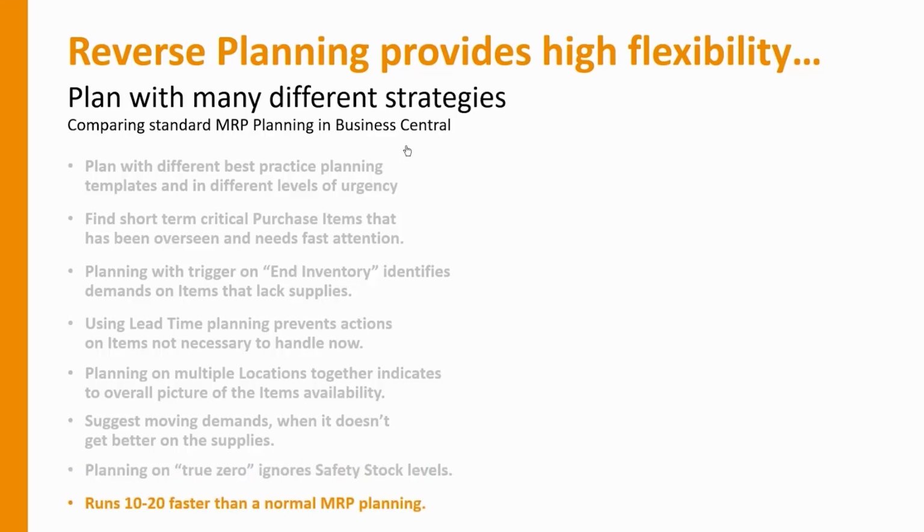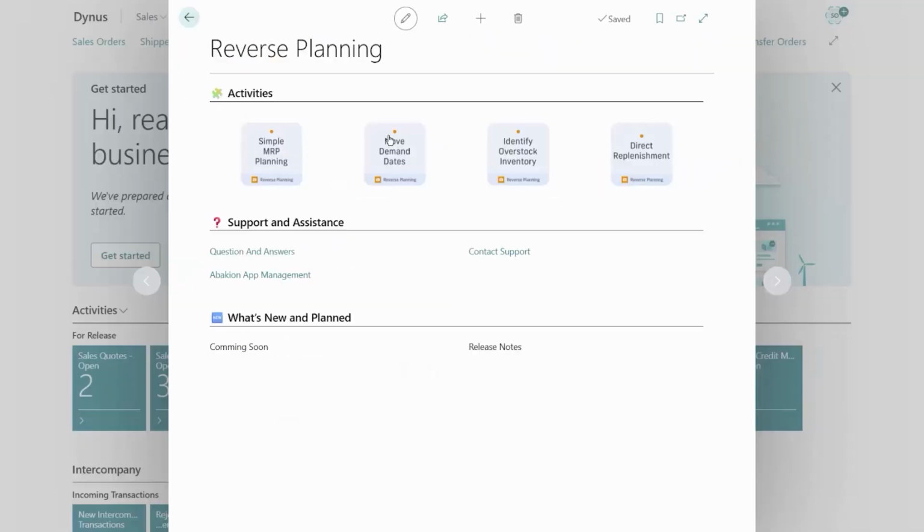And the MRP planning is running 10 to 20 times faster than normal MRP planning because it's not an iteration. It only suggests the items that you need to handle. So it's not as smart as an MRP planning, but it's more flexible and simpler to use and get started with. And it actually works very nicely together with the MRP planning. You can select which supplies and demands to use to identify your critical items. Let me show you what that means.